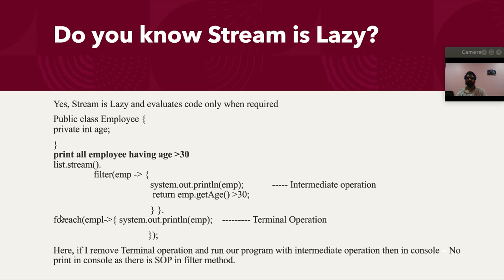So here if I remove the terminal operation and run our program with the intermediate operation only, then nothing is printed in the console and it will not get executed. To execute this stream we have to add the terminal operation. That's why the stream is lazy. In this way you have to explain, or you can also give a proper example, so that the interviewer will come to know that you have proper knowledge about this. Always mention that a stream has two operations: first intermediate and second terminal. Without the terminal operation, the stream will not get executed, right?